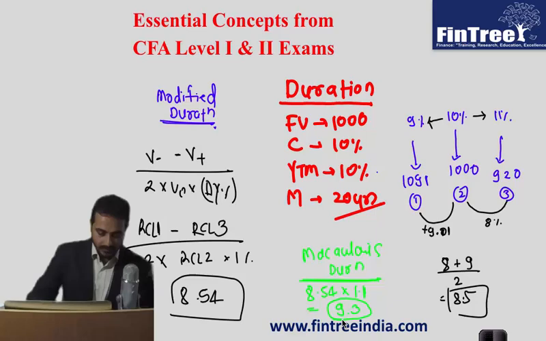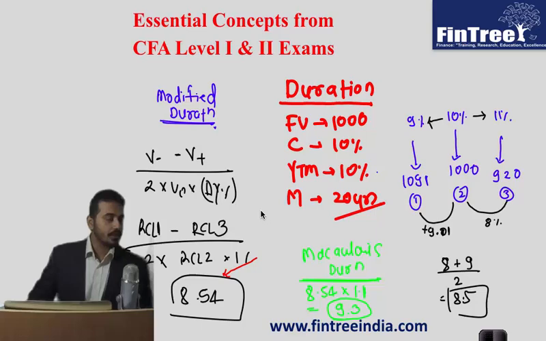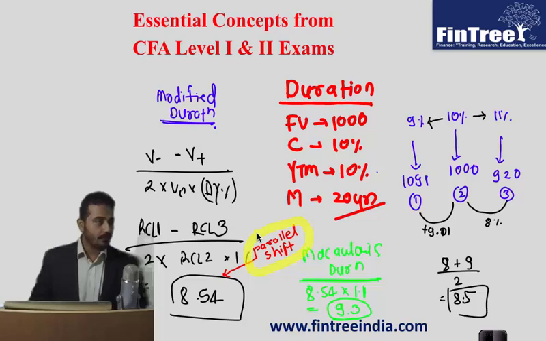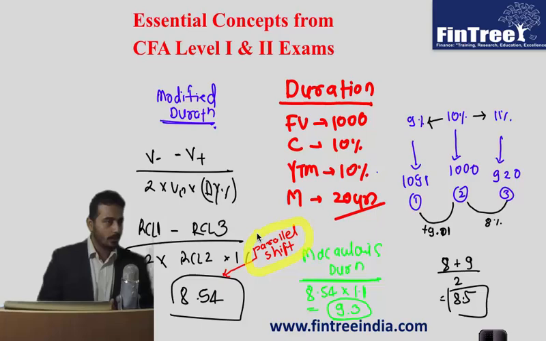Do you remember that duration assumes only, tell me the word, a parallel shift? Correct? Of course, it captures the linearity, but it assumes that there would be a parallel shift in the yield curve. That means the yield for all the maturities should change by the same direction and same magnitude. Are we together on this? Now, if I have to put this on the graph, don't clear your memory slots.